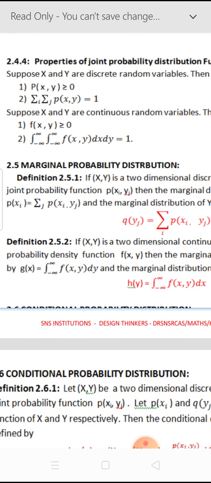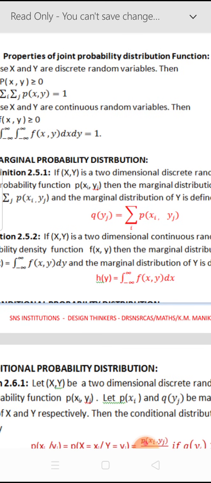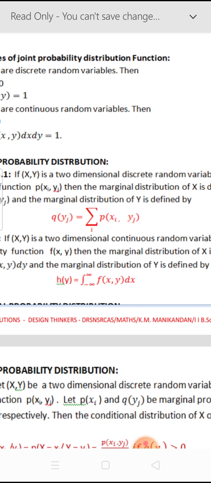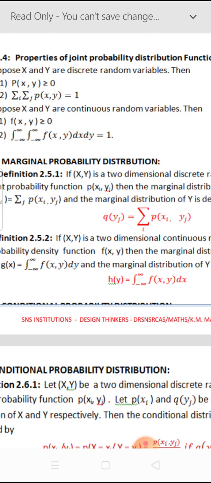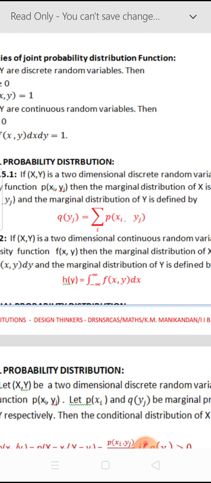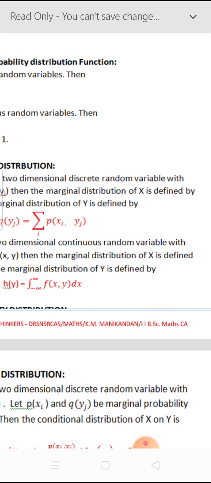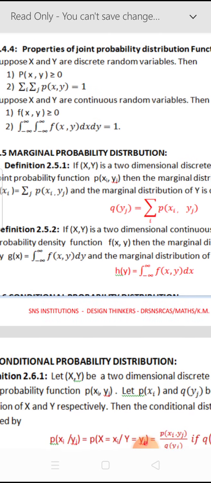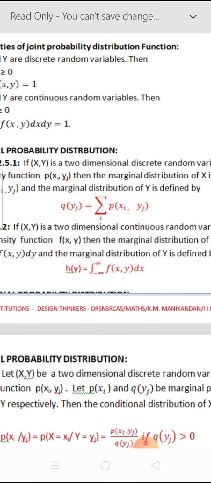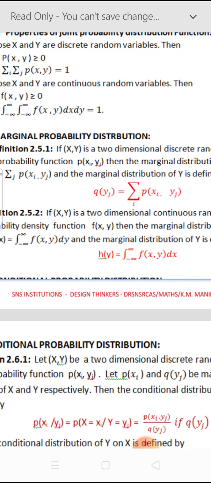Next we define the marginal probability distribution. If (X, Y) is a two-dimensional discrete random variable with joint probability function p(xi, yj), then the marginal distribution of X is defined by p(xi) equal to the summation over j of p(xi, yj), and the marginal distribution of Y is given by q(yj) equal to the summation over i of p(xi, yj).